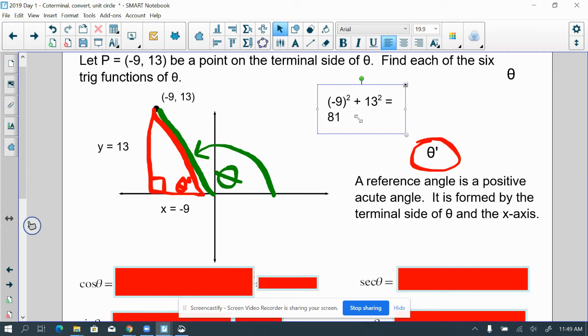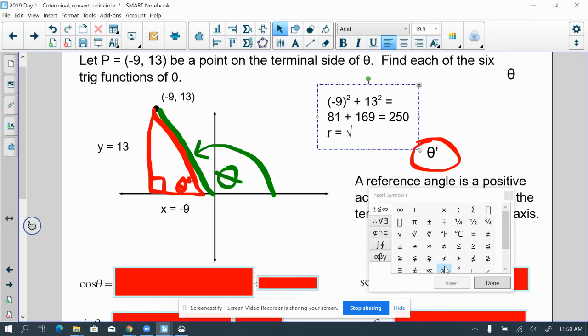Okay, so that's 81 plus 169, and that is 250. So 250 is the hypotenuse squared. So the hypotenuse, which is given a name r. In trigonometry, we call this r, kind of like the radius of a big circle. So the hypotenuse, which we're going to call r, is the square root of 250.